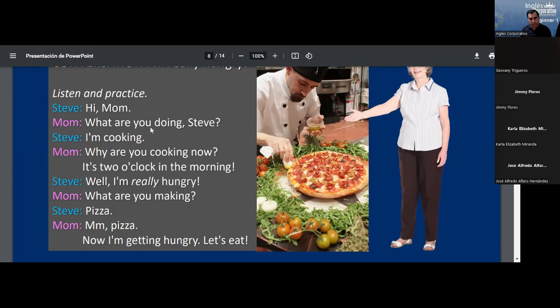Next. Hi, Mom. What are you doing, Steve? I'm cooking. What are you cooking now? It's 2:00 in the morning. Well, I'm really hungry. What are you making? A pizza. Pizza. Now I am getting hungry. Let's eat.